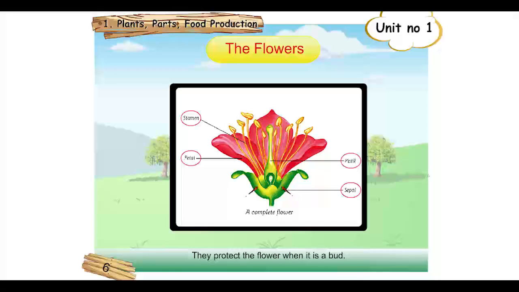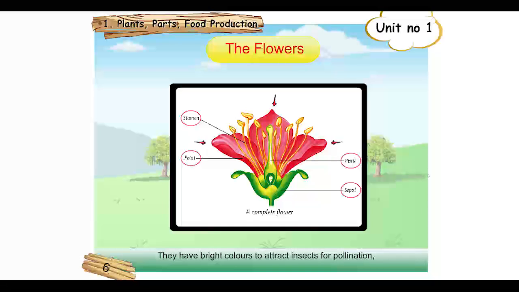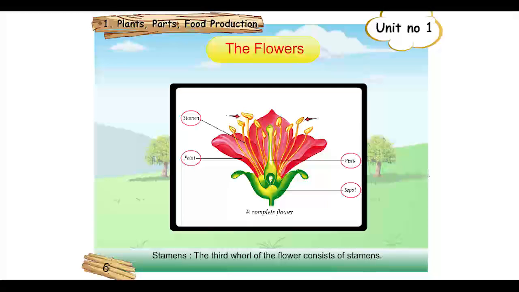Sepals. The outermost whorl of the flower consists of sepals. They protect the flower when it is a bud. Petals. The second whorl of the flower consists of petals. They have bright colors to attract insects for pollination. Stamens. The third whorl of the flower consists of stamens. They are the male reproductive parts of the flower. Pistil. The central part of the flower consists of pistil. It is the female reproductive part of the flower. A complete flower: stamen, petal, pistil, sepal.